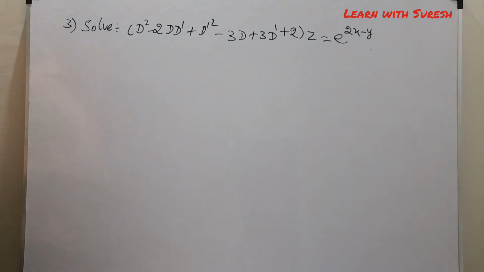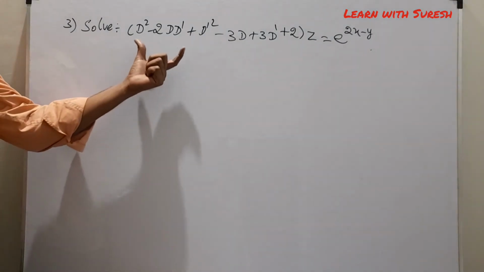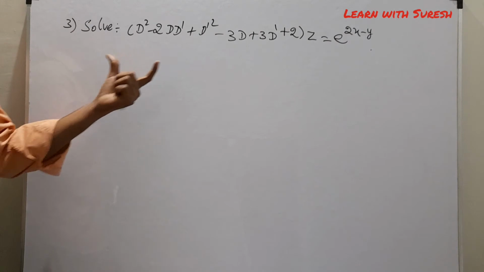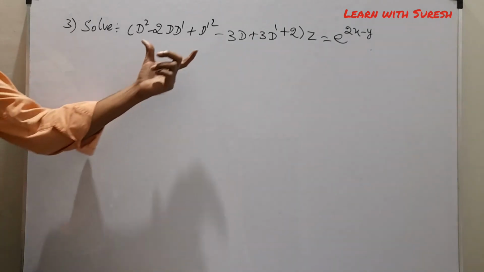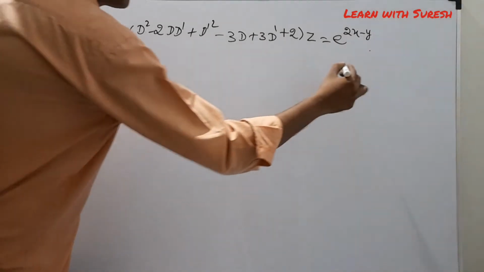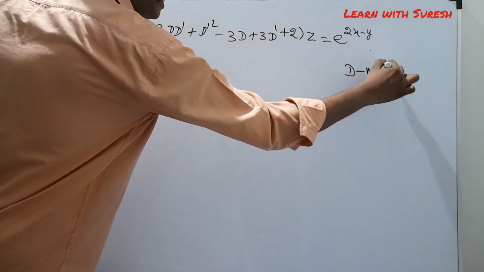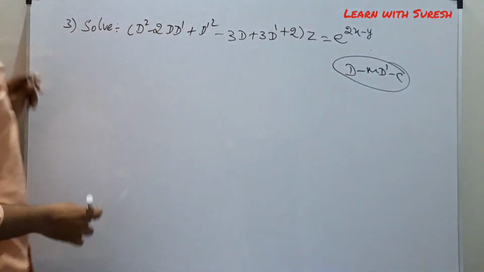So in the previous two problems, the left hand side is in the standard form itself, but here it is not in this form. Again you remember this, D minus mD dash minus c, you have to bring it to this form.